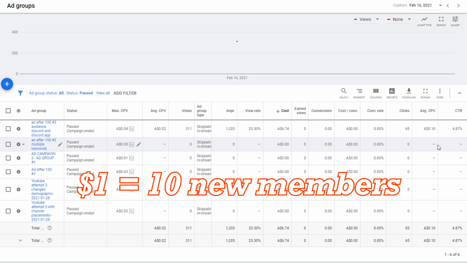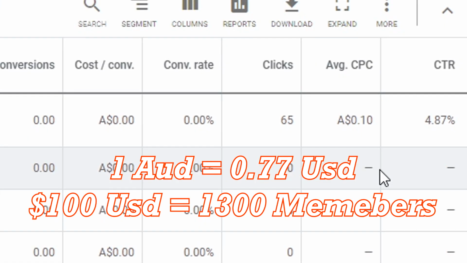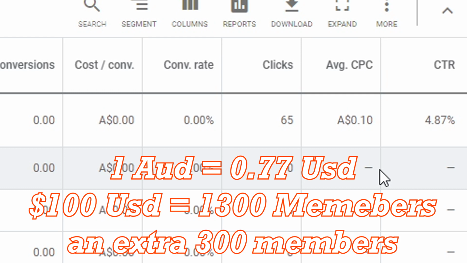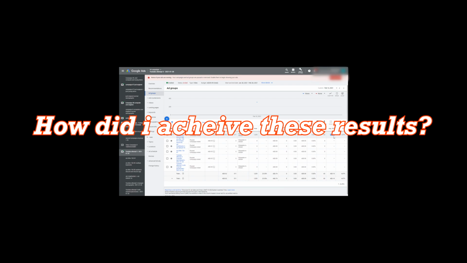In other words, for every $1 you spent, you would get 10 new members. Now, this is all in Australian dollars too, so presumably if you spent $100 US, you would actually get 1,300 members, an extra 300 members. My cheapest ad was actually so efficient that it became one of the cheapest ads that you could make on YouTube ads. But how did I achieve these results?